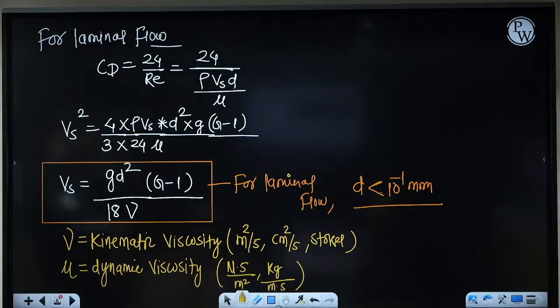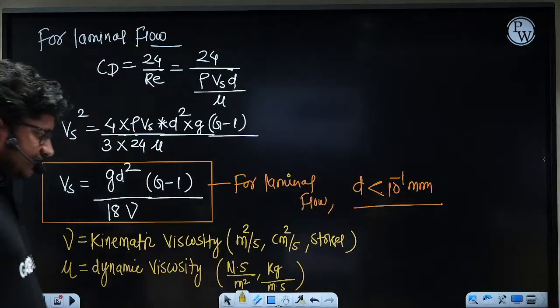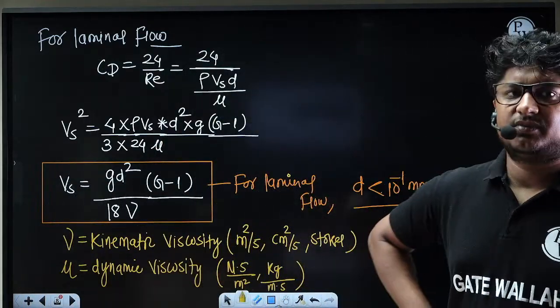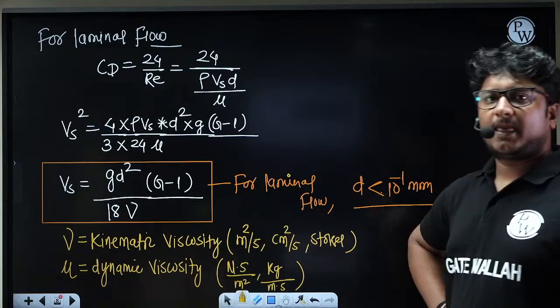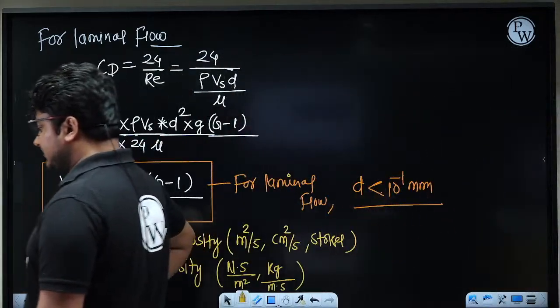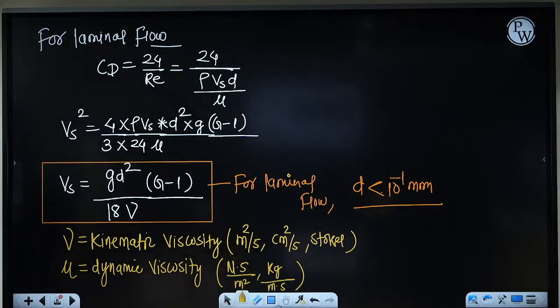So this is the formula for settling velocity, and this formula we are going to use in many places. Even in the grit chamber, we'll see this formula. Even in the grit chamber, sometimes when they give you the flow as laminar, you will use this formula only.